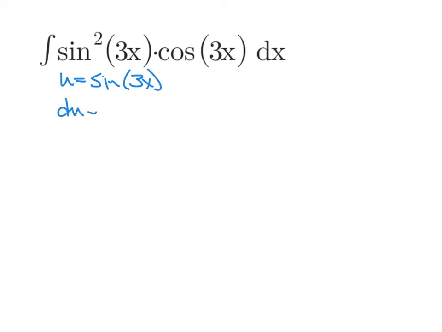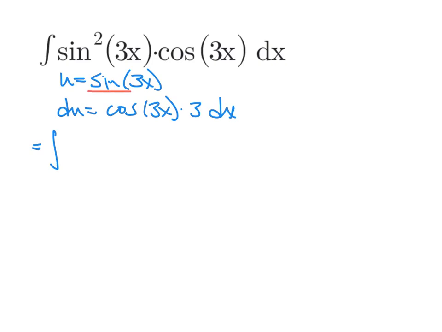Then, when we take the differential of that, the differential of sine is cosine. But I also have to multiply by the derivative of what's inside, because we have a chain rule situation. So cosine of 3x times the derivative of 3x, which is 3, and then finish it up with dx. Okay. When we go back to substituting everything into the integral, we have some things all set up.